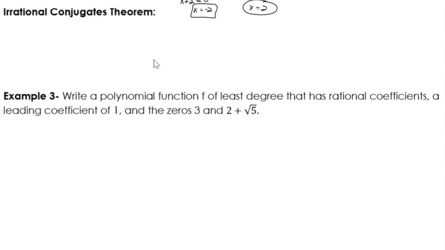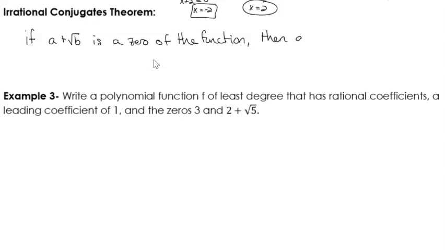4.5 in Algebra 2, we're going to talk about the irrational conjugates theorem. And so what it says is if you have a plus the square root of b and it is a 0 of the function, then its conjugate, which is a minus the square root of b, is also a 0.